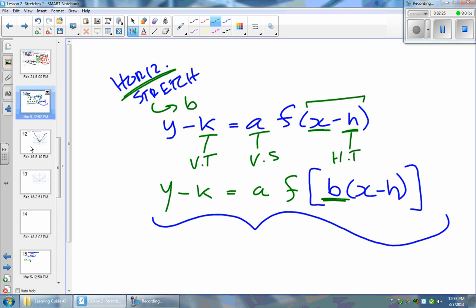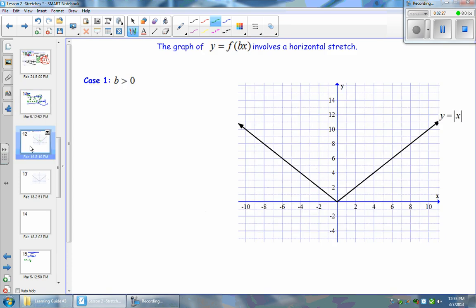Okay, so moving on here, let's look at this slide. The graph of y is equal to f of b times x involves a horizontal stretch. That b value affects only the x values. So for the sake of this lesson, the only thing we're really going to be looking at is what is happening to our x values as we transform our graphs. The first case we're going to look at is when our b value is greater than 0. So we have a graph on the right-hand side there, and we're going to transform it to a function by a horizontal stretch. Here's our original function, y is equal to the absolute value of x.